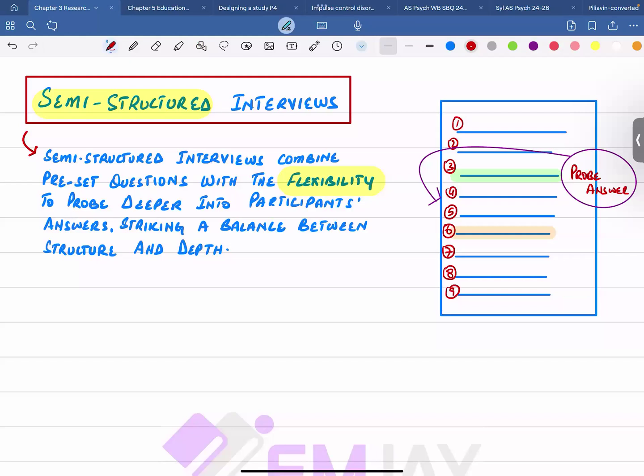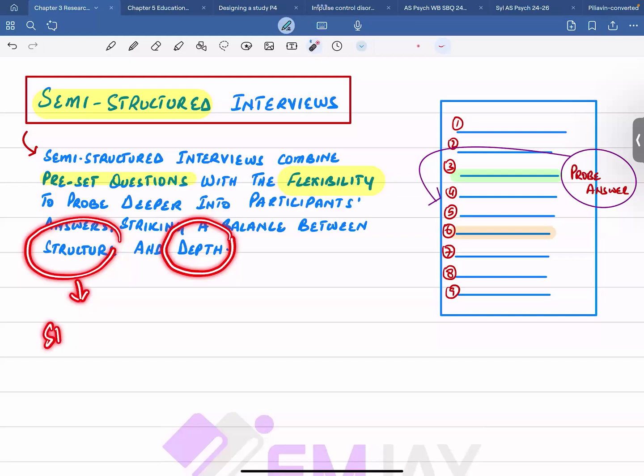So when you talk about semi-structured interviews, I hope everyone's done copying this down. Semi-structured interviews combine preset questions with the flexibility to probe deeper. So we're talking about preset questions, and they allow the researcher the flexibility to probe deeper into a particular subject matter. This type of interview is also referred to as a balance between structure and depth. Structure brings standardization, depth adds to the validity or the accuracy of your research findings.